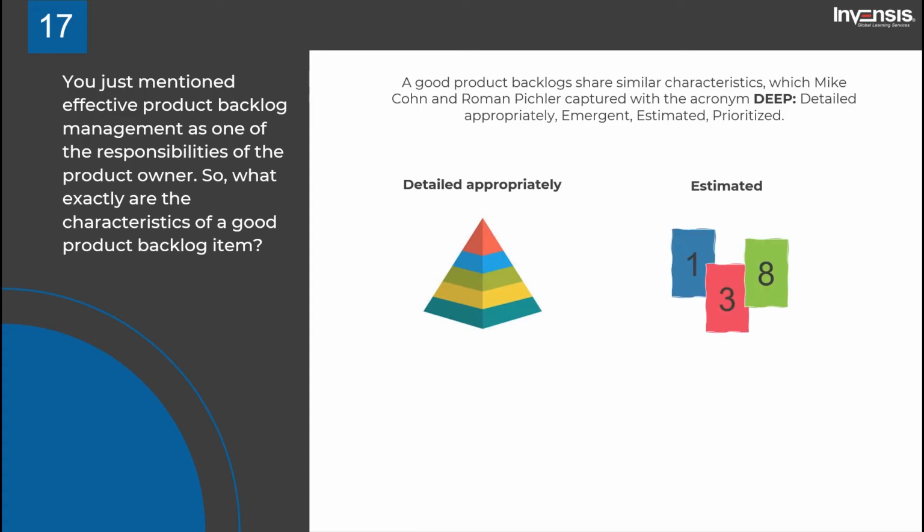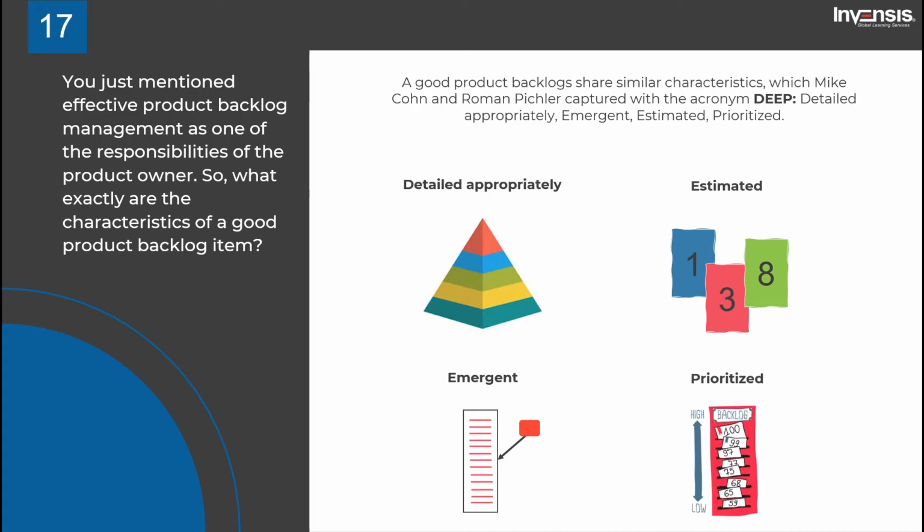Next up, the backlog should be emergent. That is, as long as there's a product being developed or maintained, the product backlog is never complete or frozen. Instead, it is continuously updated based on the emerging requirements. The next factor is that each product backlog item should have a size estimate corresponding to the effort required to develop that item. Lastly, all the items in the product backlog should be prioritized.